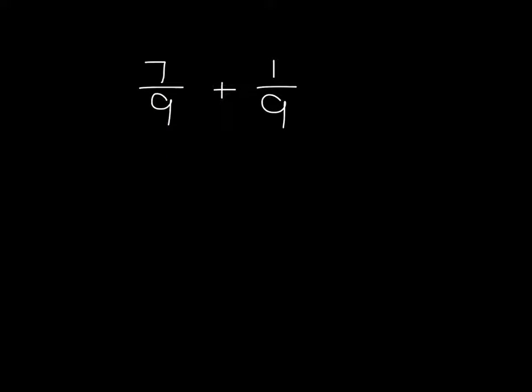Okay, here's another number. Our numerators, 7 plus 1 is 8. And then I keep the common denominator, which is 9. So 7 parts out of 9 parts plus 1 part out of 9 parts would give me 8 out of 9.